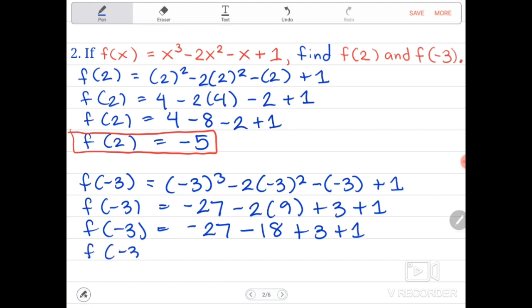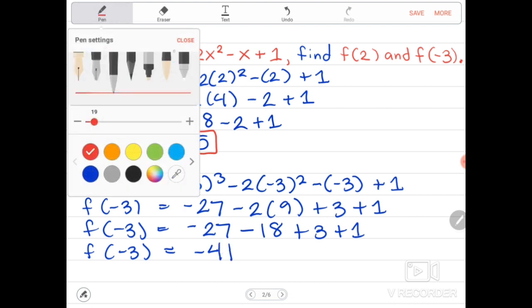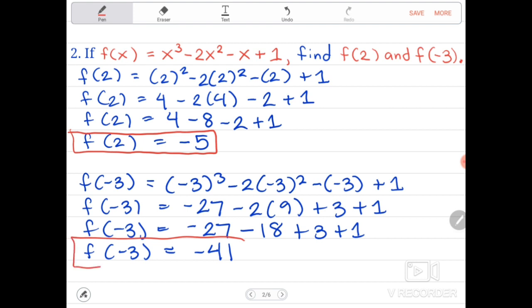For our final answer, we will be having negative 41. Okay? So the value of f of negative 3 is equal to negative 41.